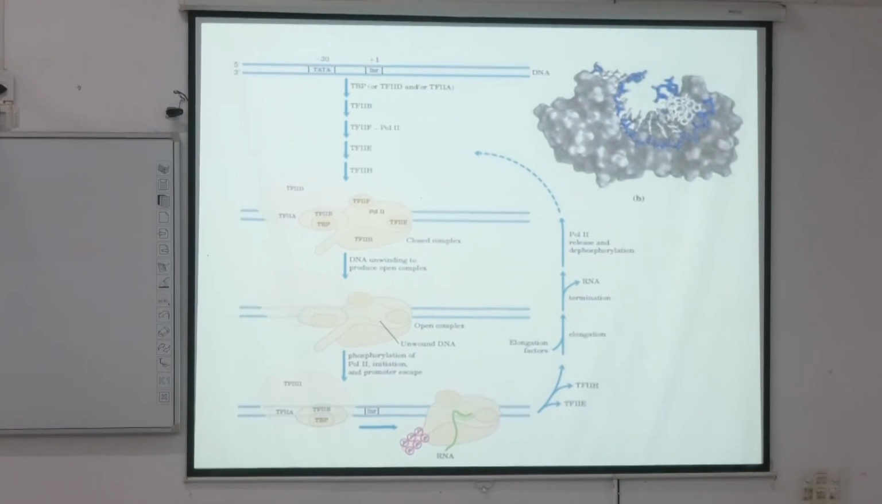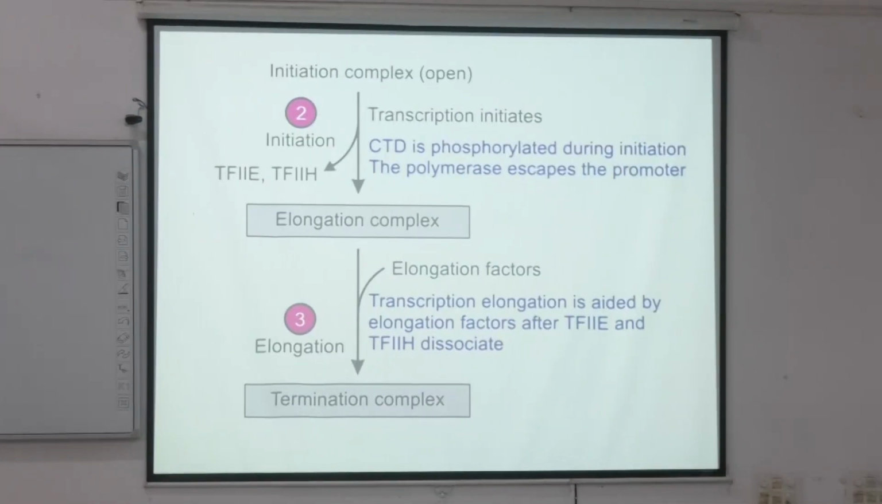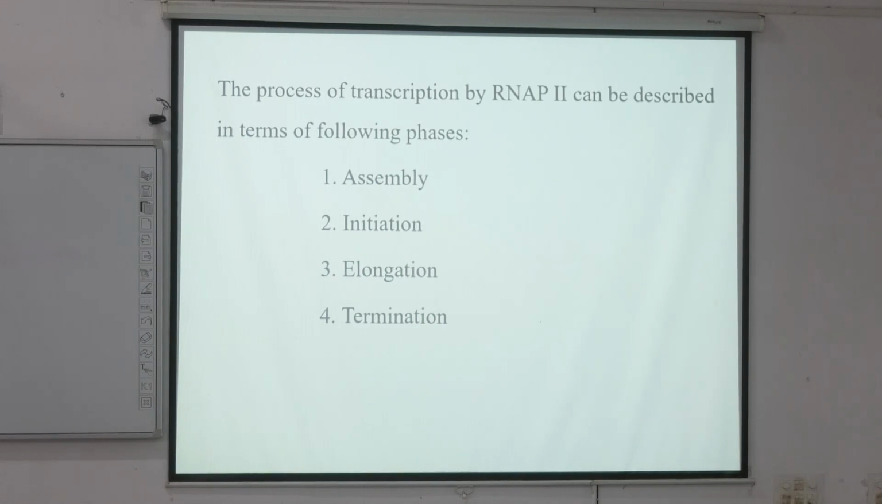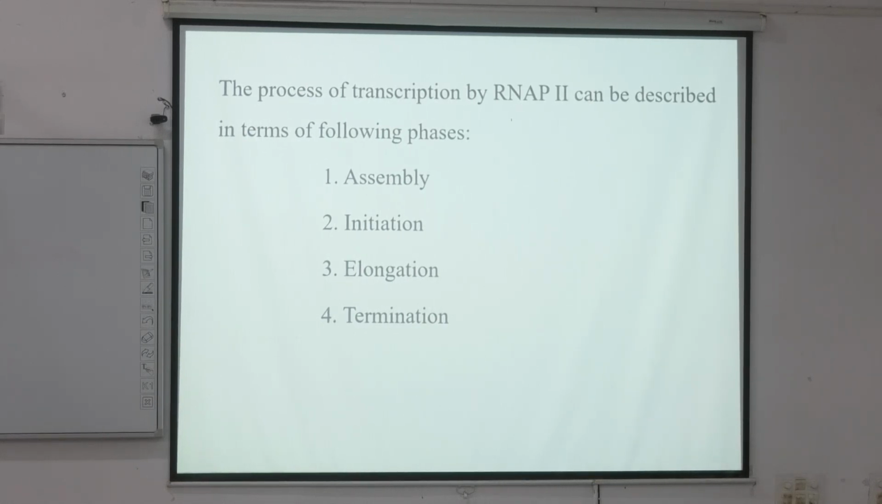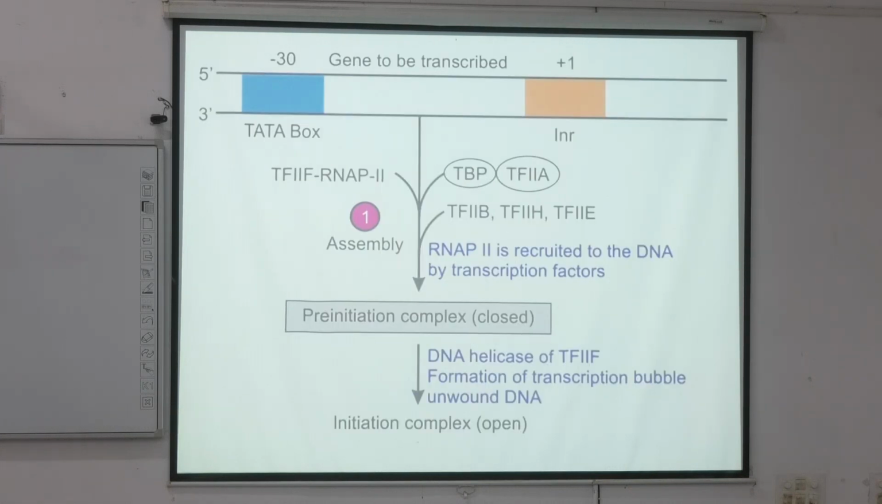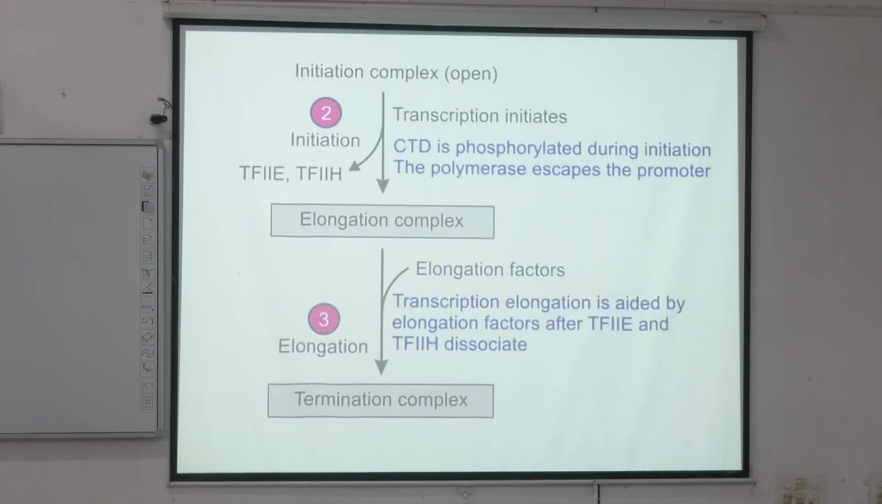अरे काम तो नहीं कर रहा हूँ. हाँ, इससे थोड़ा देखेंगे जरा. There are mainly 4 steps: assembly, initiation, elongation, and termination. Okay. Formation of these complexes: assembly, initiation complex, elongation. Okay. So elongation means what?